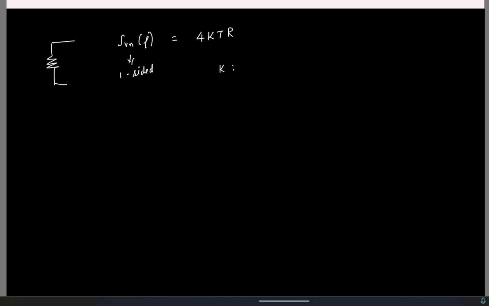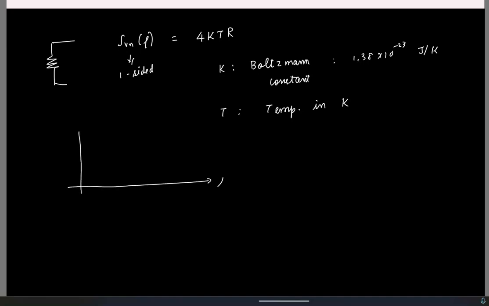K is the Boltzmann constant. What is its value? What is the unit? Joules per Kelvin, is it? T is the temperature in Kelvin, 4 is 4, and R is the resistance value R. So, if I plot the power spectral density versus frequency, it's going to be like this, 4 kT R.